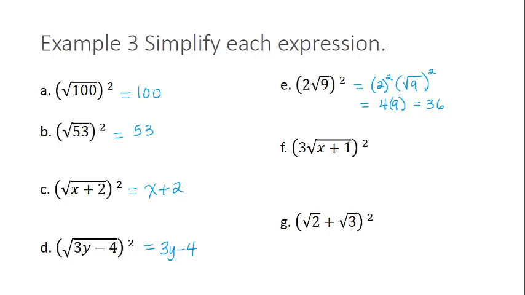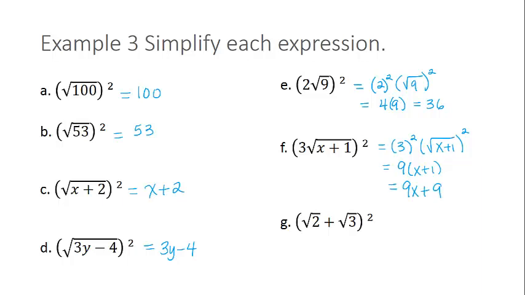3 on the square root of x plus 1 squared, in a similar manner, we have to square 3 and square the square root of x plus 1. So 3 squared is 9. The square root of x plus 1 squared is just x plus 1. If you want to multiply that out, 9 times x plus 1 is 9x plus 9.